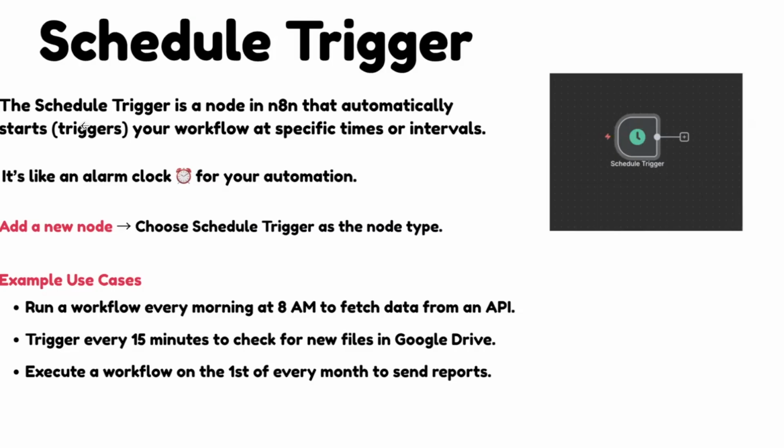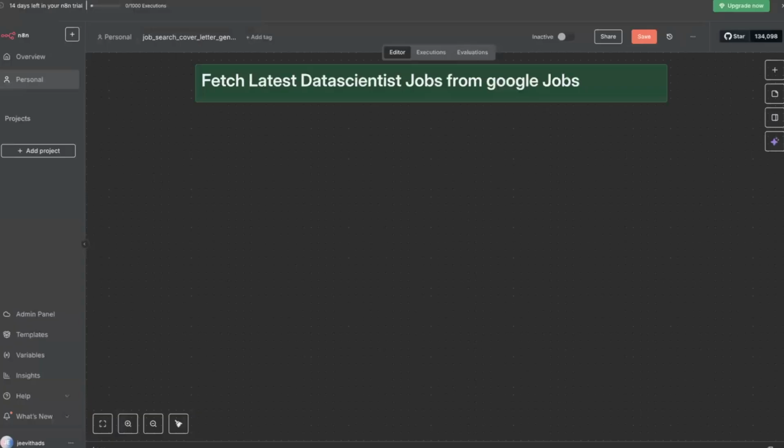Example use cases: whenever you want to run a workflow every morning at 8 a.m. to fetch data from an API, or trigger it every 15 minutes to check for new files being added into a Google Drive, or execute a workflow on the first day of every month to send a report. To automate your task at a specific time period, we use a node called a schedule trigger. I'll show you how to create this trigger, how to add this node, and what changes you have to make. Let's get started.